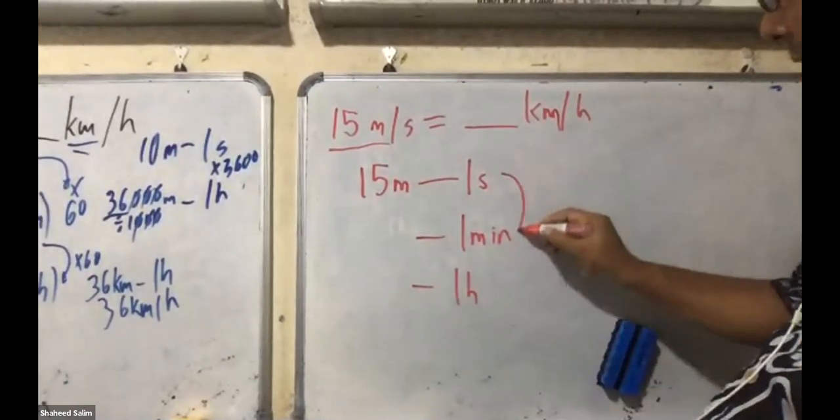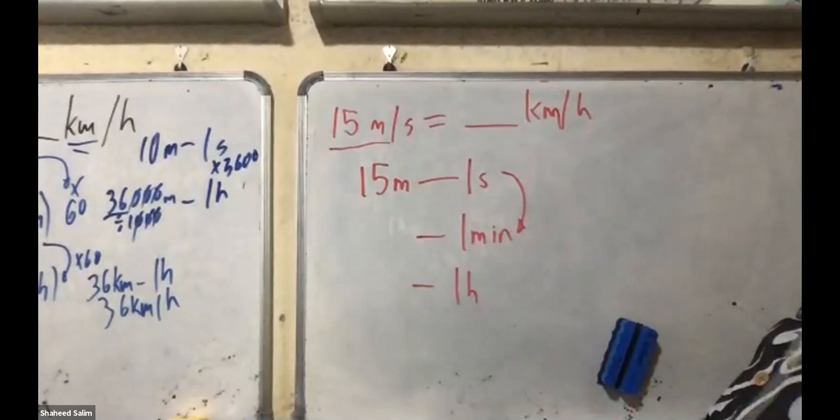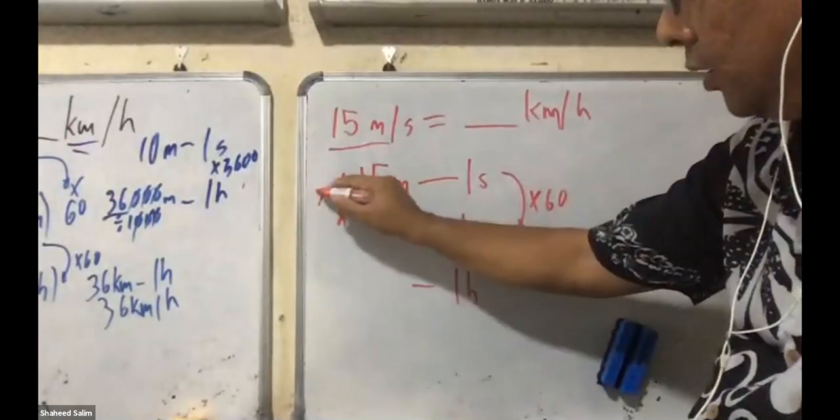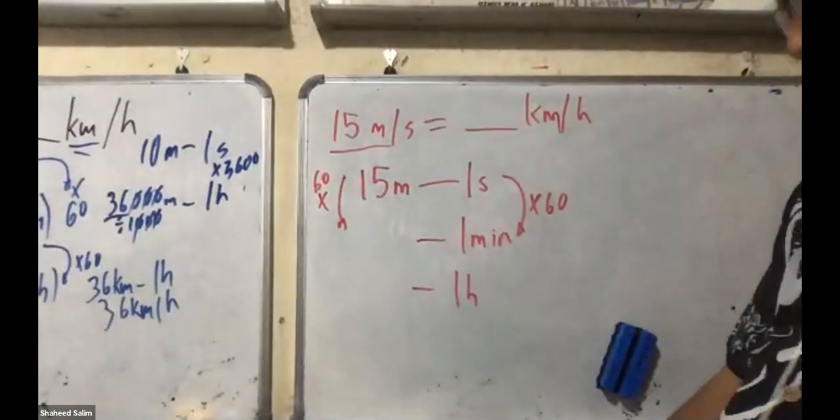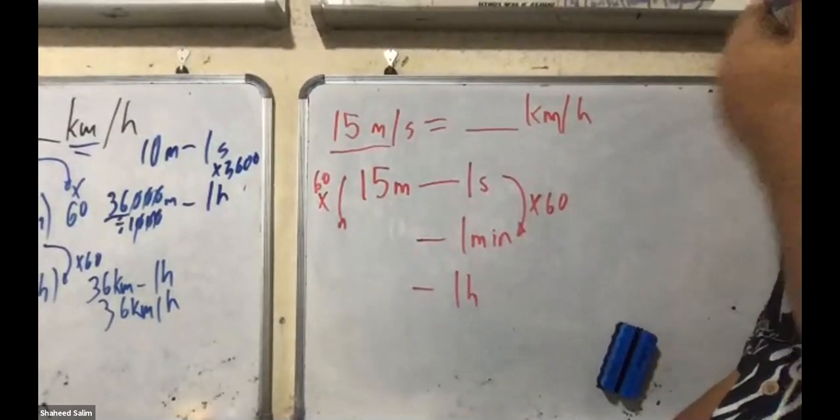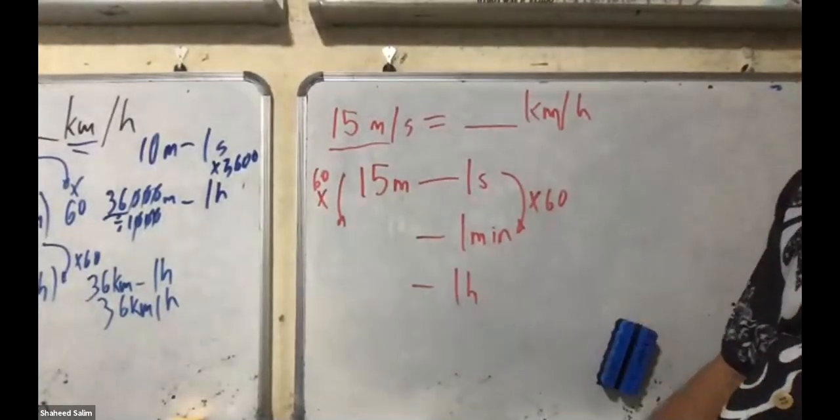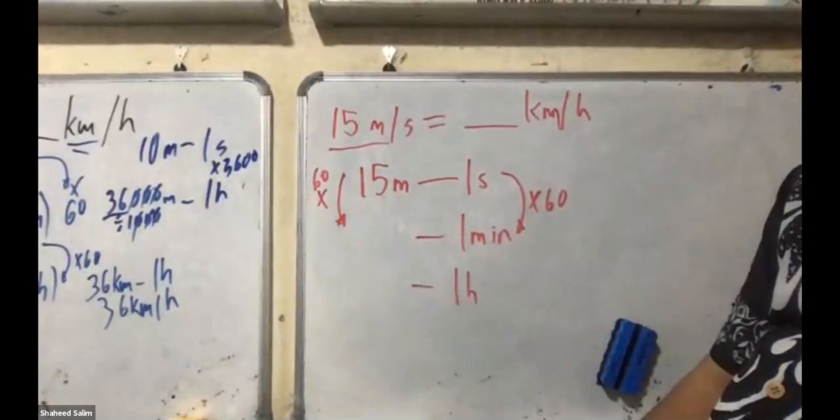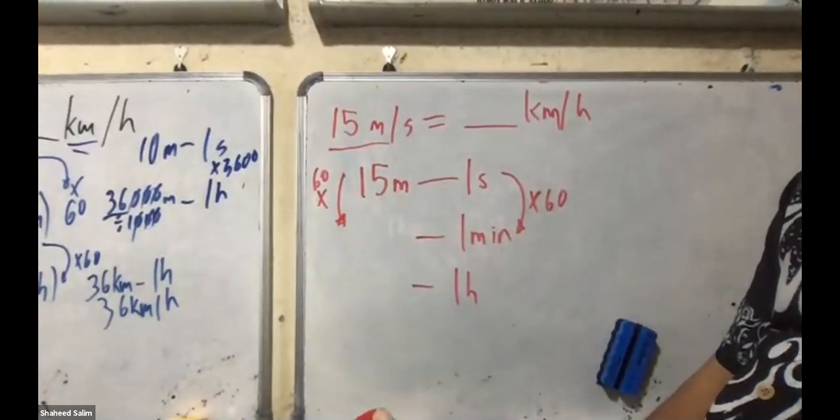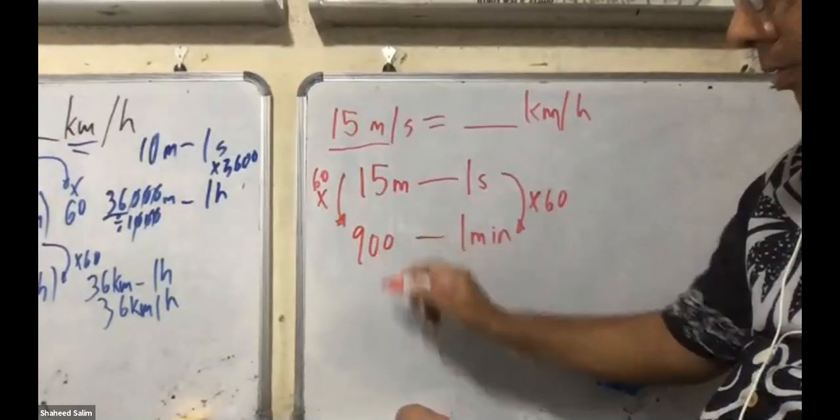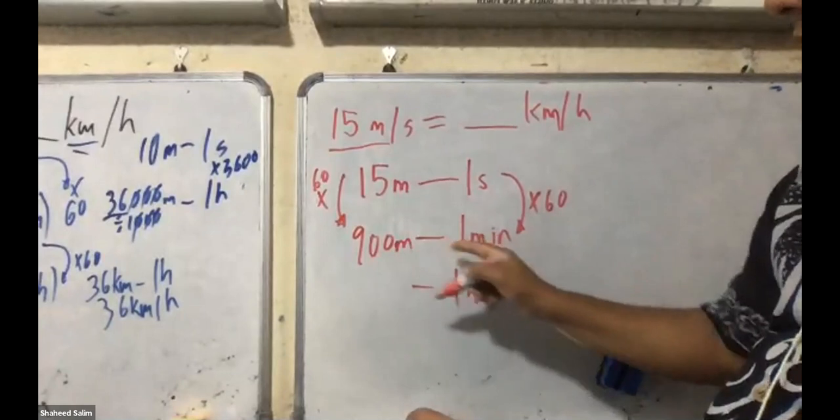How to change 1 second to 1 minute? 1 minute got how many seconds? 60. So you times by 60 first. You times by 60 here. 15 times 60, what do you get? You must times 60 lah. You go times 3,600 later lah. Later, that one we go step by step. 900. Oh, 900 meters in 1 minute.